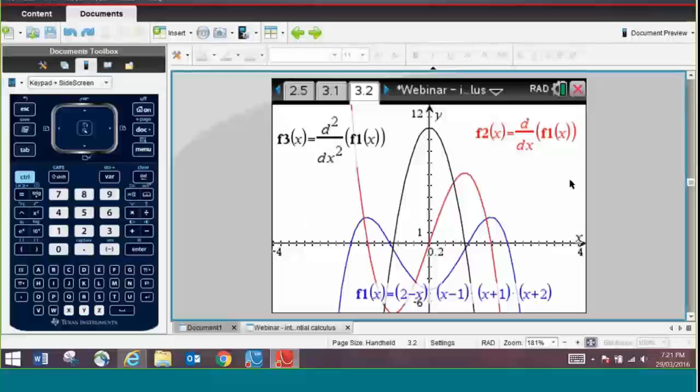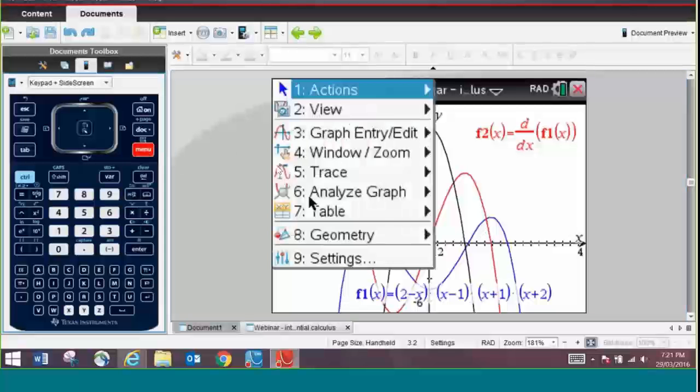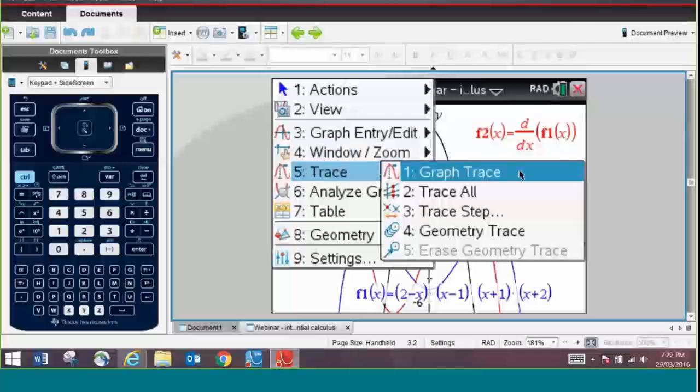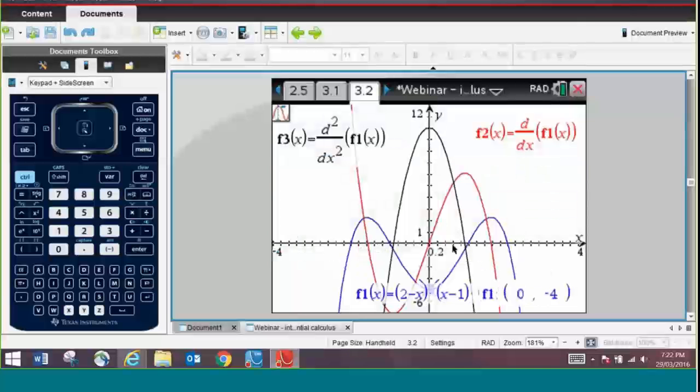Once we've got that, we can then use the trace. So the trace menu is really nice for getting around the graph. It's starting on f1 of x there, and it generally will always jump to a y-intercept of the first graph defined. So I can move across, and as I move across, you can see the values changing, and nicely it tells you when you hit a 0, so when you hit an x-intercept, it also tells you the exact coordinates of a maximum.